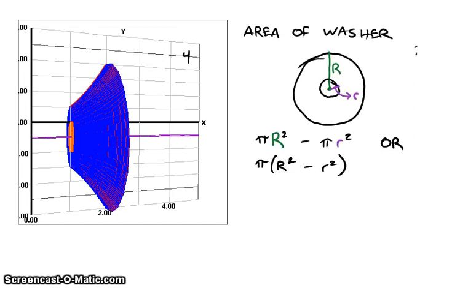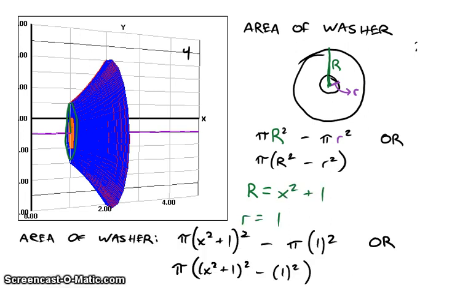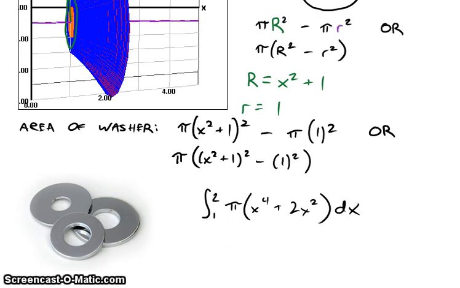The area of one of these washers can be defined by the area of the large circle, which is pi r squared. I've used big R to represent the larger of the two radii, so it's pi big R squared minus pi little r squared. That gives me the area of a single washer. In this problem, big R is x squared plus 1, and little r is equal to 1. This gives us the formula for the area of a washer, pi R squared minus pi r squared, or you can factor the pi out. And now we are accumulating washers instead of circles.